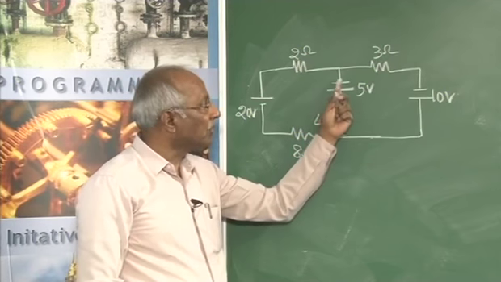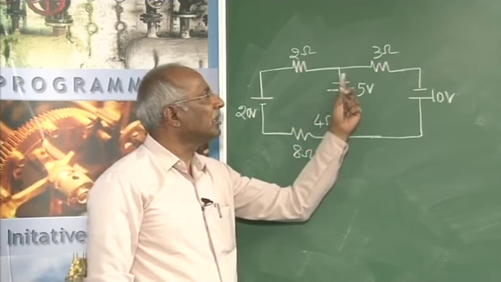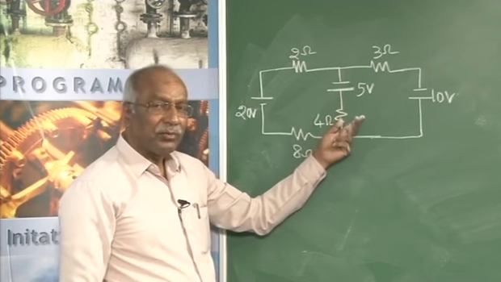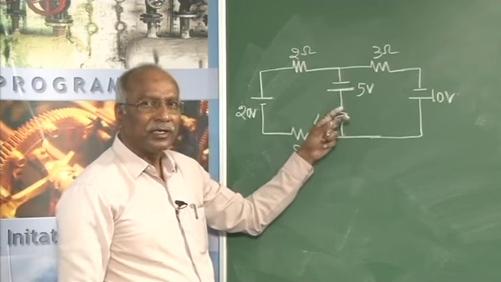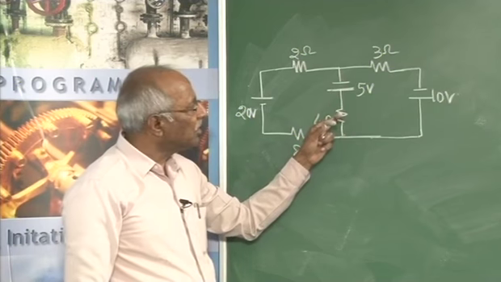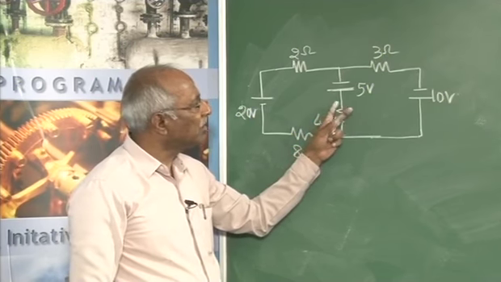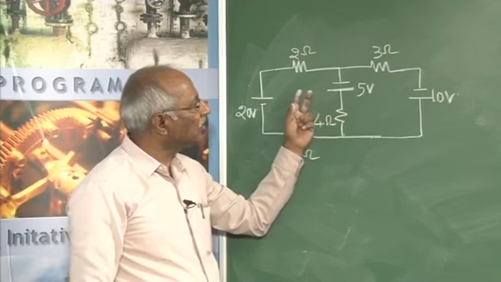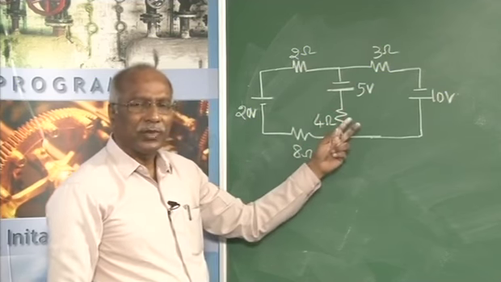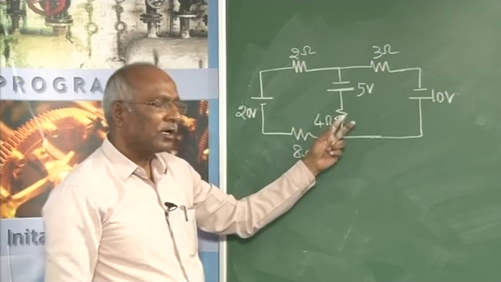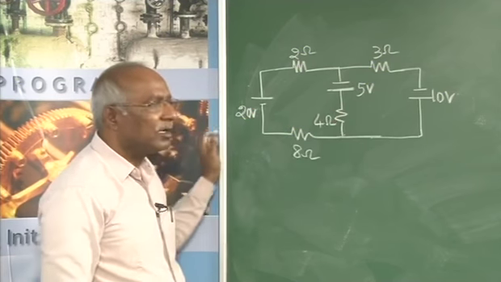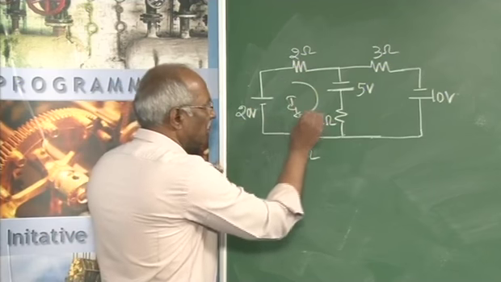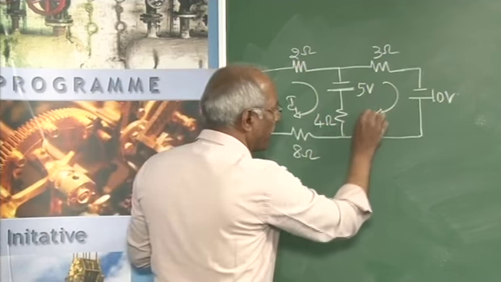Instead of the current coming out at the positive terminal, if it is entering this way, it is not supplying power, but consuming power, or getting charged. That will be known only when the magnitude and direction of the current in the different branches are determined. In that respect, consider I1 here and I2 here.